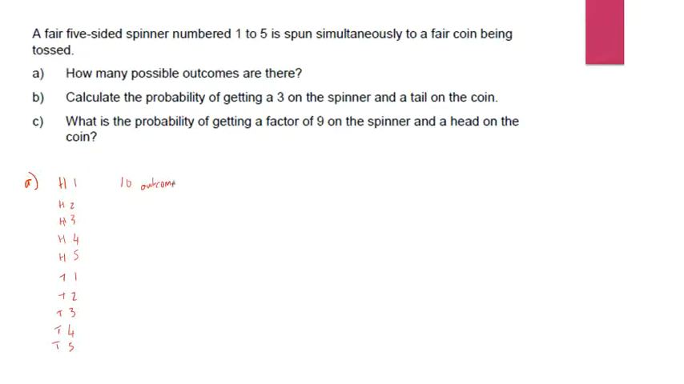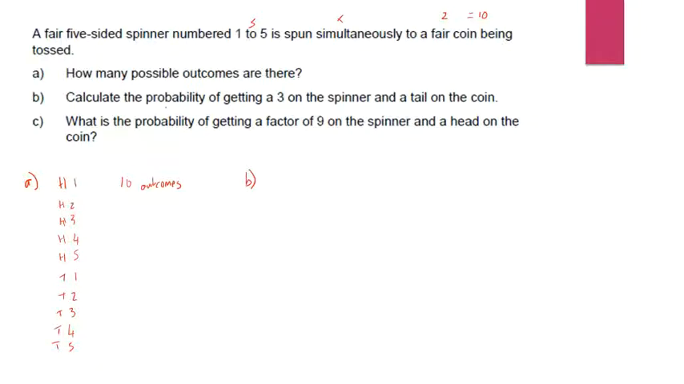The shorter version of doing this would be to say, well, there are 5 outcomes on the spinner. There are 2 outcomes on the coin. 5 times 2 gives me 10 as well. But at least by writing out the outcomes, you can see all the possibilities, and it's going to help you with any probability questions.